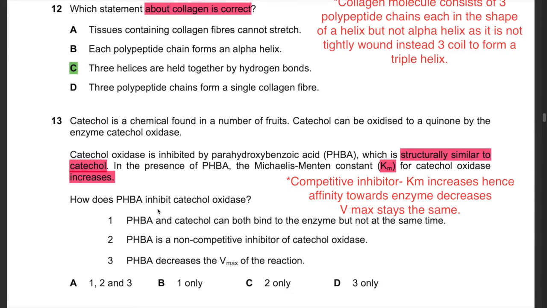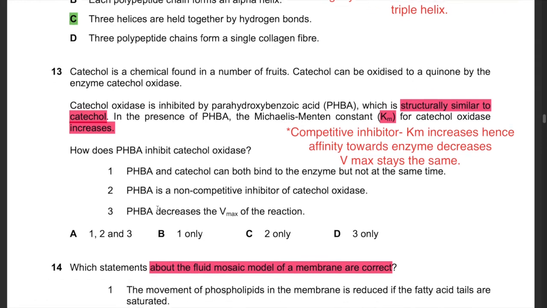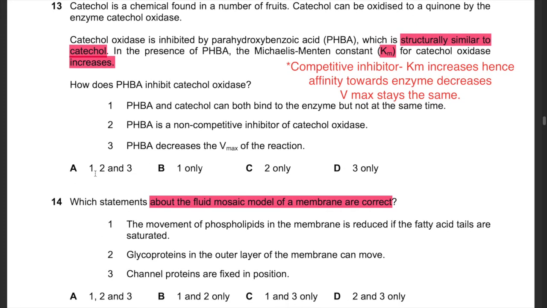Question 13. Catechol is a chemical found in a number of fruits. Catechol can be oxidized to quinone by the enzyme catechol oxidase. So it is inhibited by PHBA, which is structurally similar to catechol. In the presence of PHBA, the Km value increases. So a key thing to remember is when Km value increases, that means the enzyme affinity decreases. And if it's a competitive inhibitor, the Km increases, hence affinity towards enzyme decreases. Vmax stays the same. Now they have given some options and they're asking how does PHBA inhibit catechol oxidase.